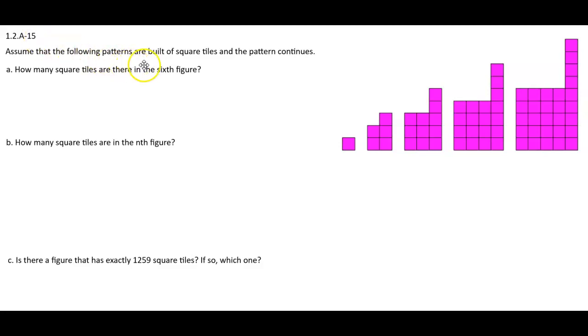Assume the following patterns are built of square tiles and the pattern continues. Before we answer our questions, let's analyze the figure. In the first one, we have one square. In the next one, we have 1, 2, 3, 4, and then you're adding one square. The next one we have 1, 2, 3, 4, 5, 6, 7, 8, 9. We already had one square added, so now we're adding another one.